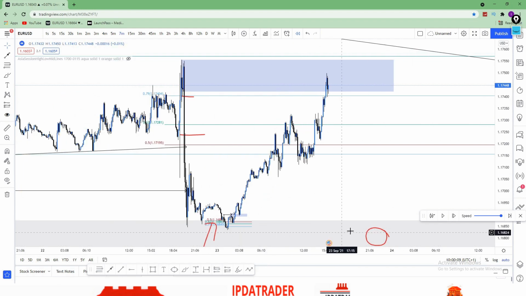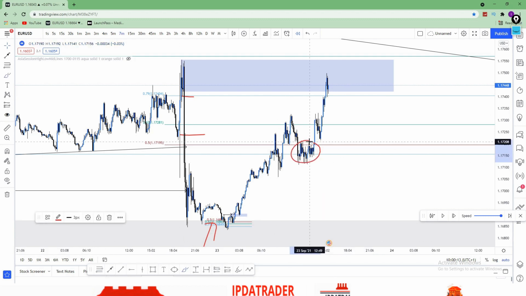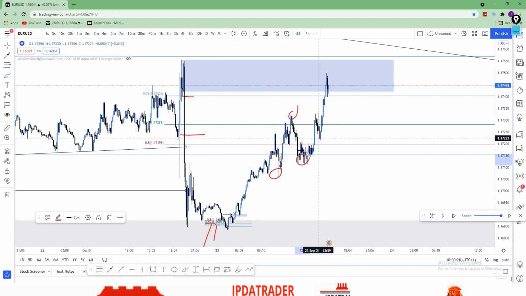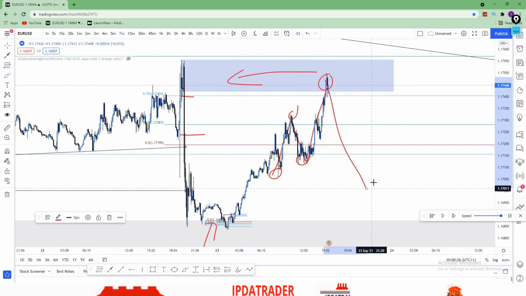Well, we see pretty messy price action on the way up, right? However, we understand that we're now internally bullish on this particular 7-minute time frame, but we're bullish on this time frame because we're looking to get into this area to then continue bearish. That is our expectation at this point.